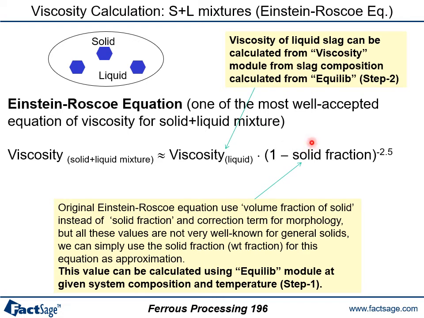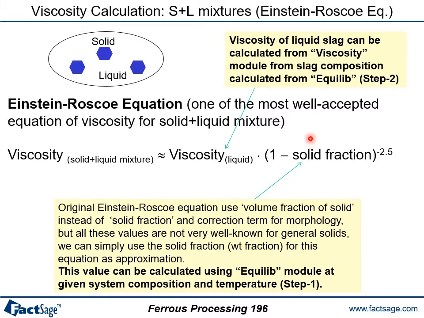So all of you know how to calculate the viscosity for the liquid slag. You can simply go to the package, open the viscosity module, enter your composition and the temperature, and select the database. Then if you click calculate, it will give you the viscosity for each composition of the slag. But this is theoretically only for the molten slag, liquid slag, single phase.